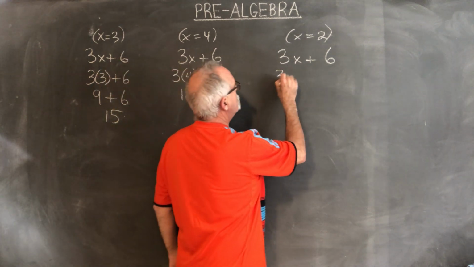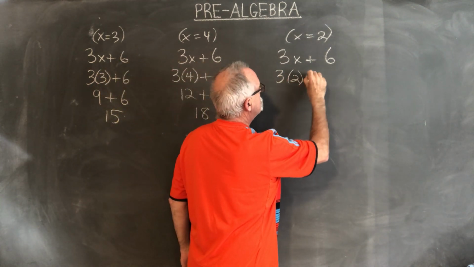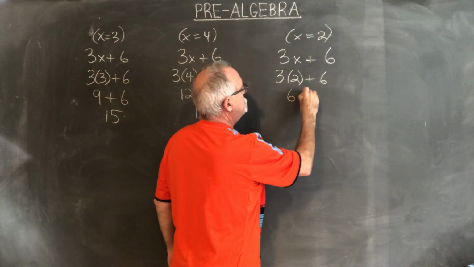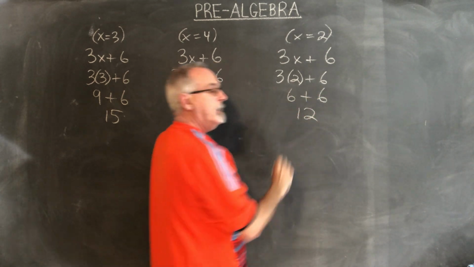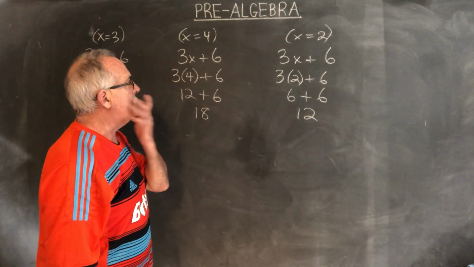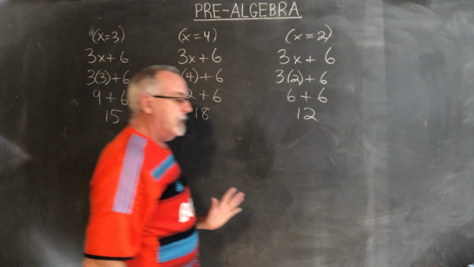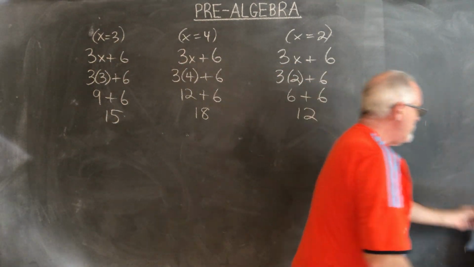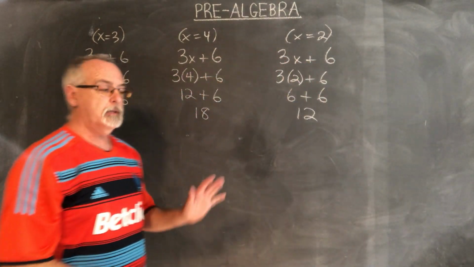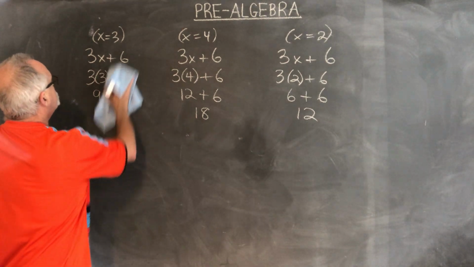If x is equal to 2, 3 times 2 plus 6 is equal to 6 plus 6, which is equal to 12. Again, I could do this so many times, I could do it forever, couldn't I? But I'm going to change the expression, and then we'll do a few more examples. This is something I want to do a lot of examples of.